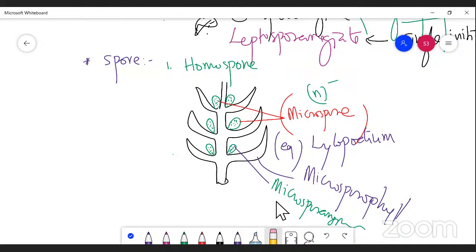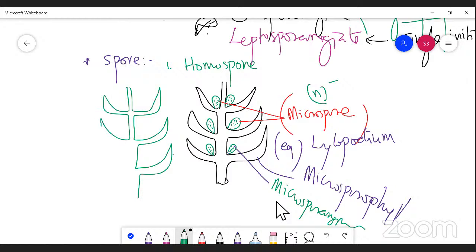Here, let me draw one more cone so you can understand very clearly. Now this is a cone where you see the presence of two different spores, microspore and megaspore. The first one is a microspore, and the second one is a megaspore.